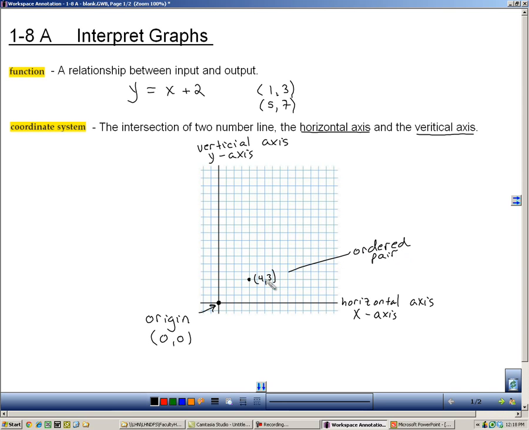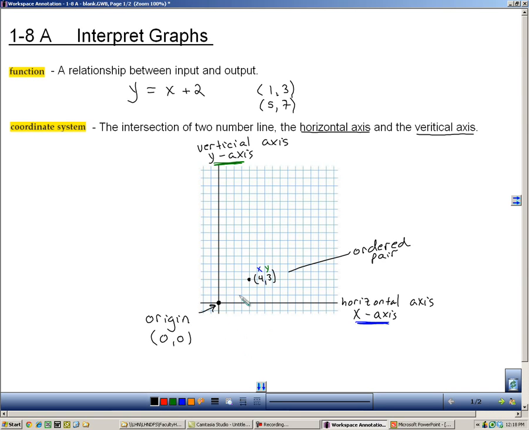Pair because there's two values there, and it's ordered because we always put the x value first. So the x value goes first and the y value goes second. So the x-axis is the first number and the y-axis is the second number. And that's called an ordered pair.